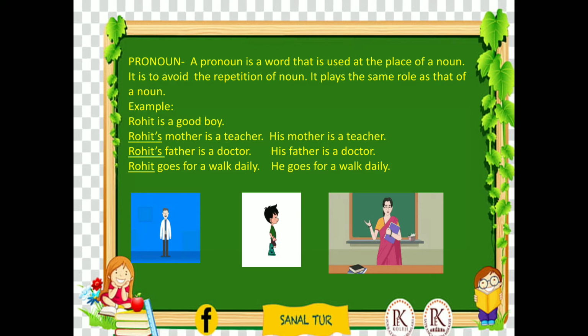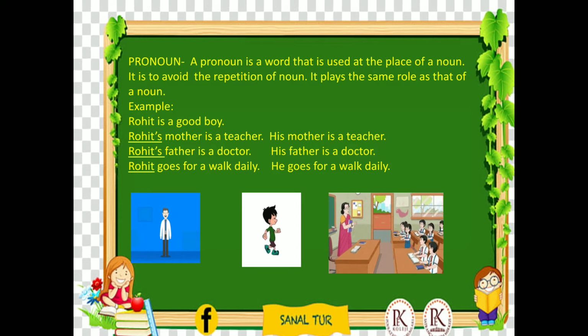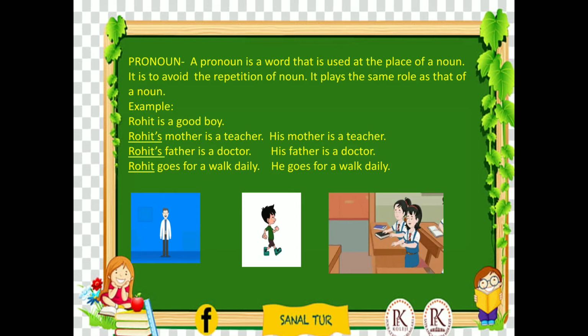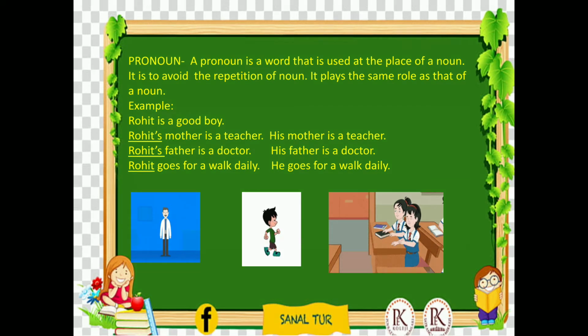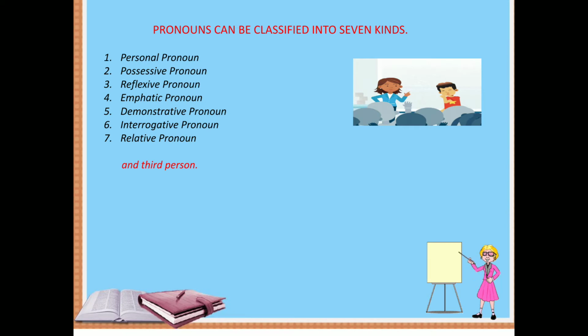So, one more thing, dear students, we are using pronoun to make our writing more clear, more catchy and more attractive. Now we will read the types of pronoun. Let us read it. Pronouns can be classified into 7 kinds. Personal pronoun, possessive pronoun, reflexive pronoun, emphatic pronoun, demonstrative pronoun, interrogative pronoun, and the last is relative pronoun.